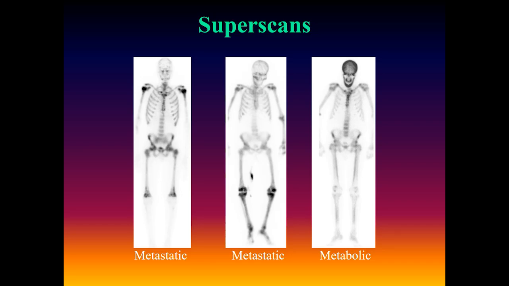In general, the uptake in the skull and mandible of a patient with a metabolic superscan is out of proportion to the rest of the skeleton. That is not the case with the metastatic superscan. The explanation for this is uncertain. It has been suggested that perhaps because the majority of patients with metabolic superscans suffer from chronic renal disease and are generally severely anemic, that this increased activity in the skull and mandible reflects hypercellular marrow. But that is only a theory.